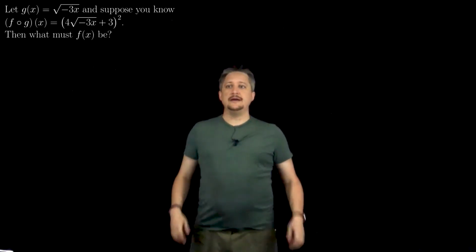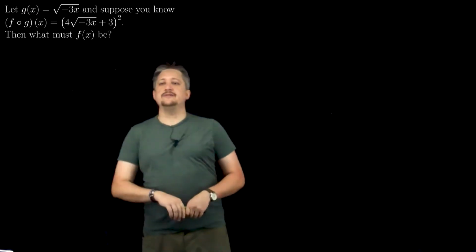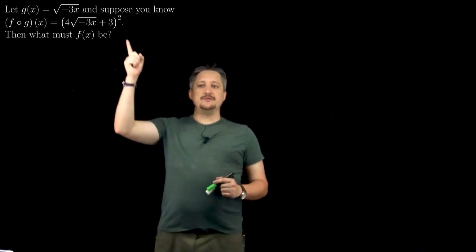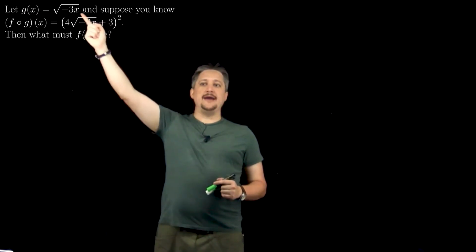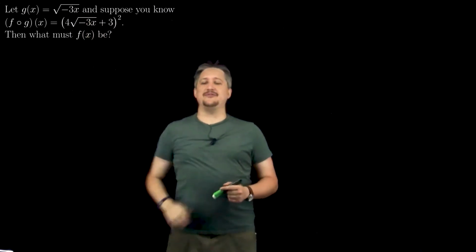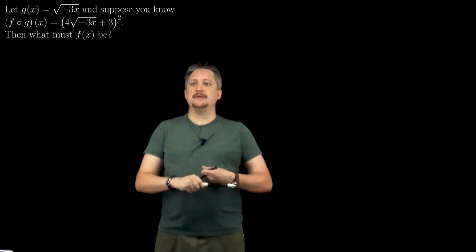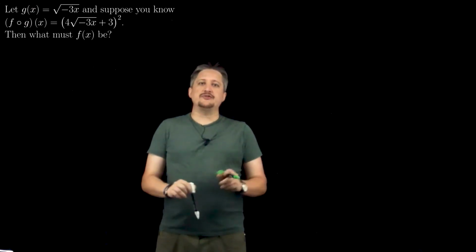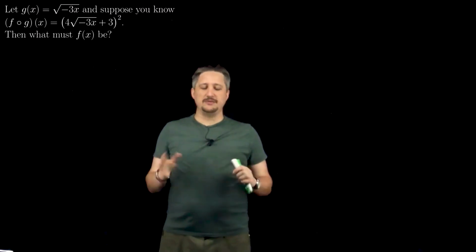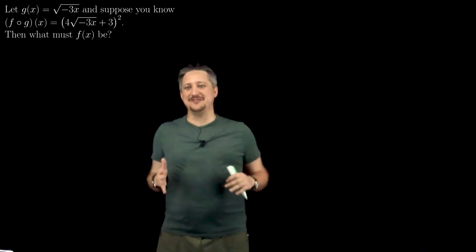Hello. So in this video, we're going to be doing composition, but a little bit weird, right? We're given f of g of x and g of x, and we want to know what f might be. So here, to do this, let me start by explaining. Crazy talk, I know, in an example video.